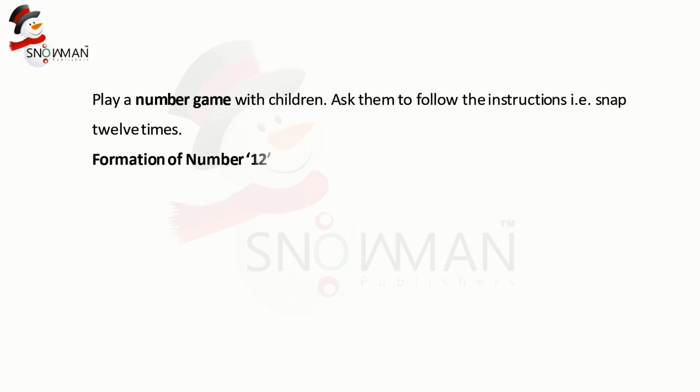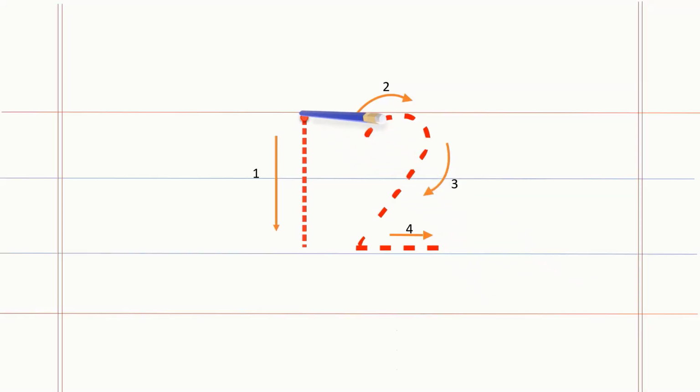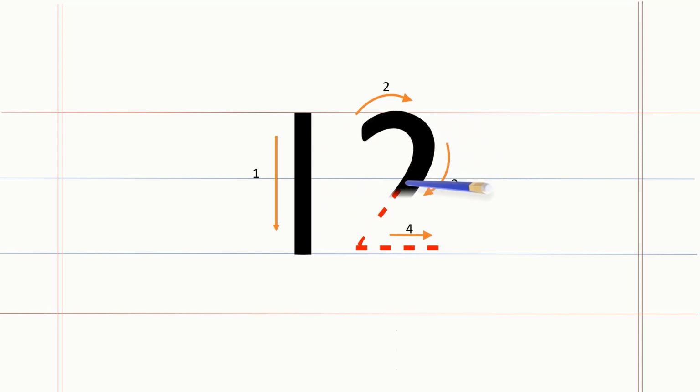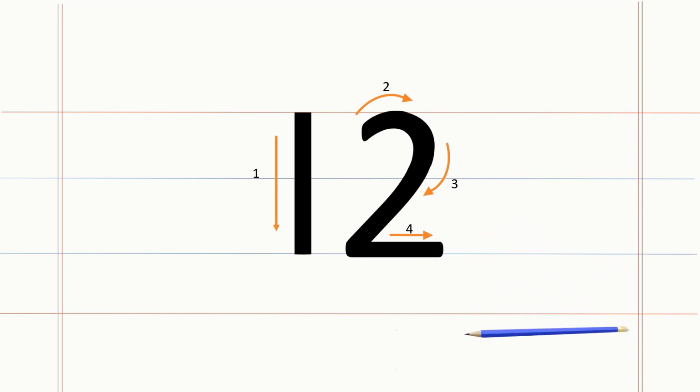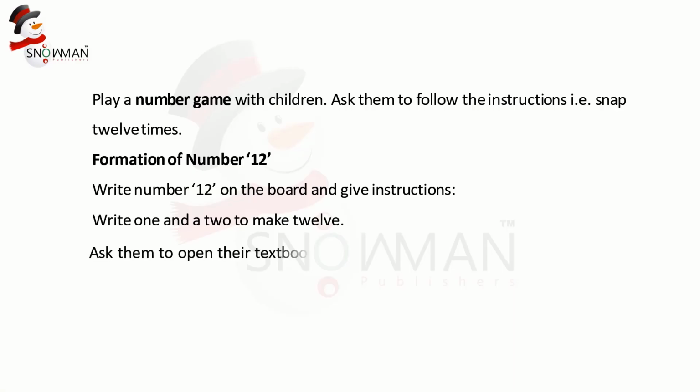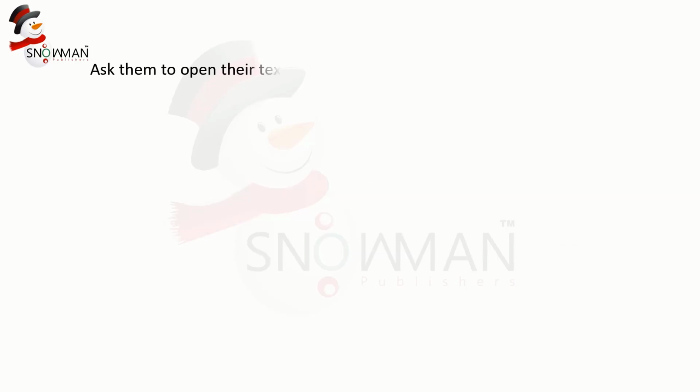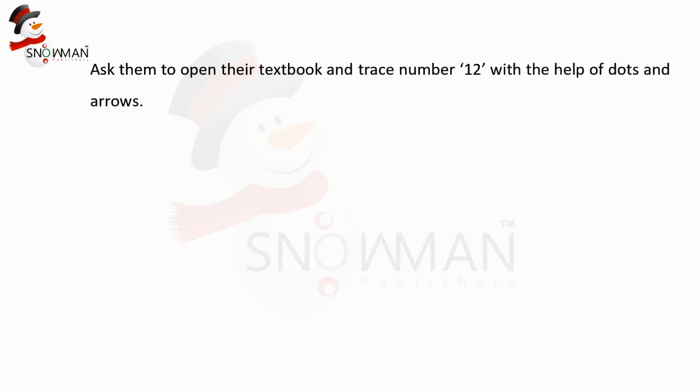Formation of number 12. Write number 12 on the board and give instructions. Write 1 and a 2 to make 12. Ask them to open their textbook, count, color, and match objects with number 12. Ask them to open their textbook and trace number 12 with the help of dots and arrows.